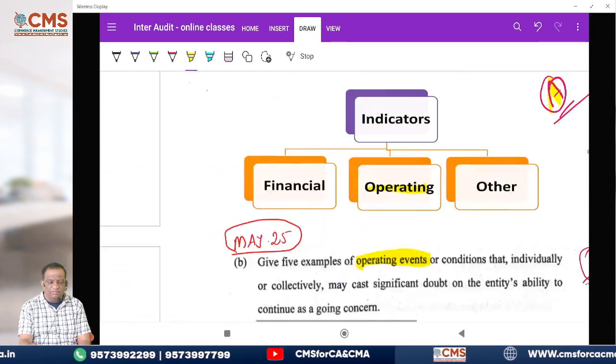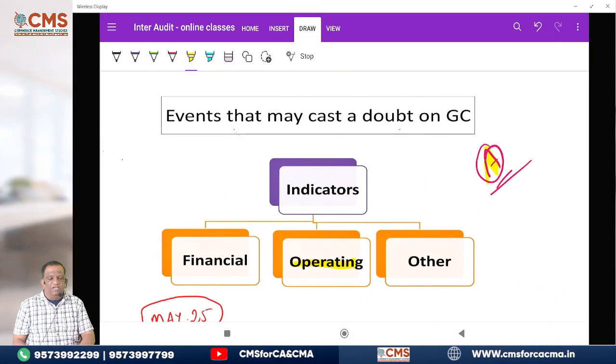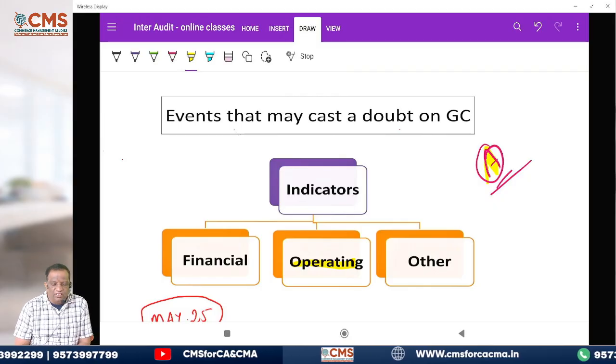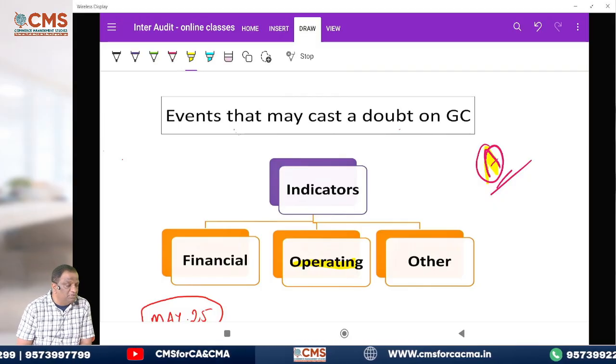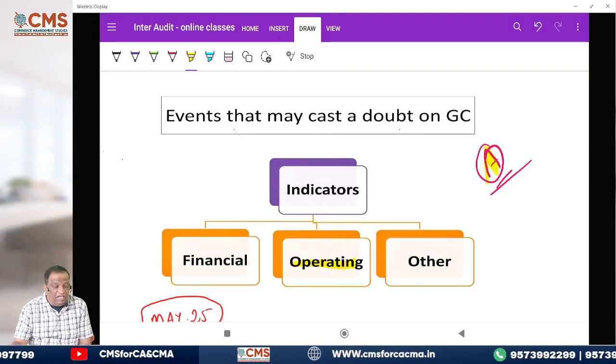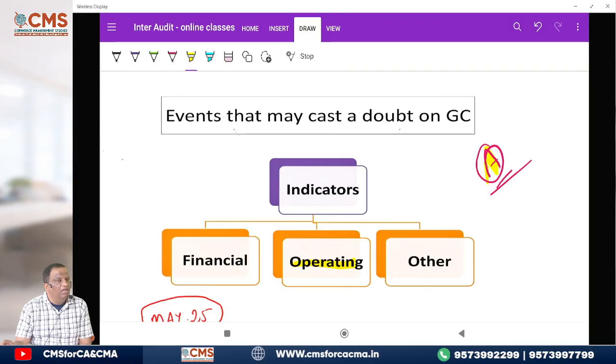Going back to it, now you tell me. Whose responsibility is it to evaluate the going concern? Management or the auditor? Management. And then what is the auditor's responsibility? To ensure that that is reasonable. And what are the 3 indicators you have here? Financial, operating, and other indicators.